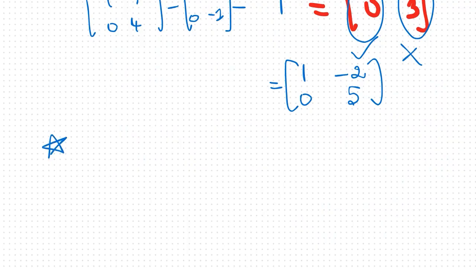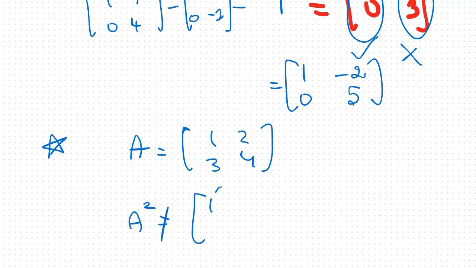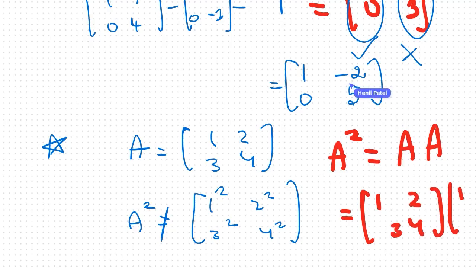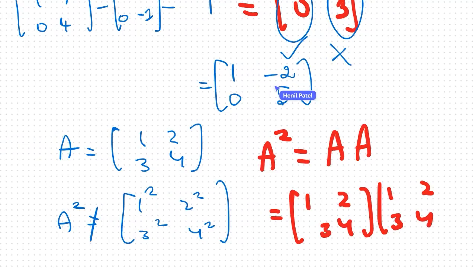So some of the basics are, let's say A is equal to 1, 2, 3, 4. We already discussed A square means not 1 square, 2 square, 3 square, 4 square. A square is not like that. A square means A multiplied by A. So 1, 2, 3, 4 multiplied by 1, 2, 3, 4. Can you find the answer?